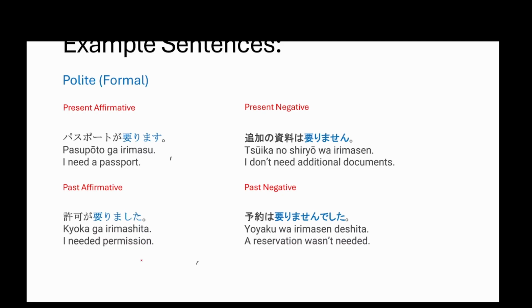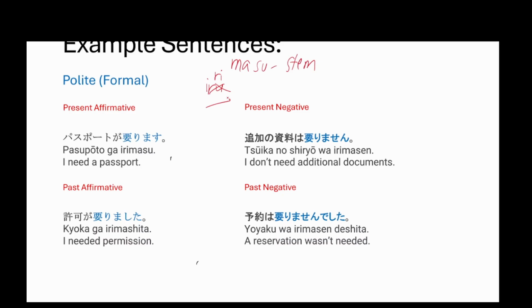To form the polite form of the verb, we need to start with the dictionary form, which is iru. And then the first thing that we need to do is to get the masu stem. And for Godan verbs ending in ru, we make the masu stem by changing the ru to ri. So now the masu stem is iri.